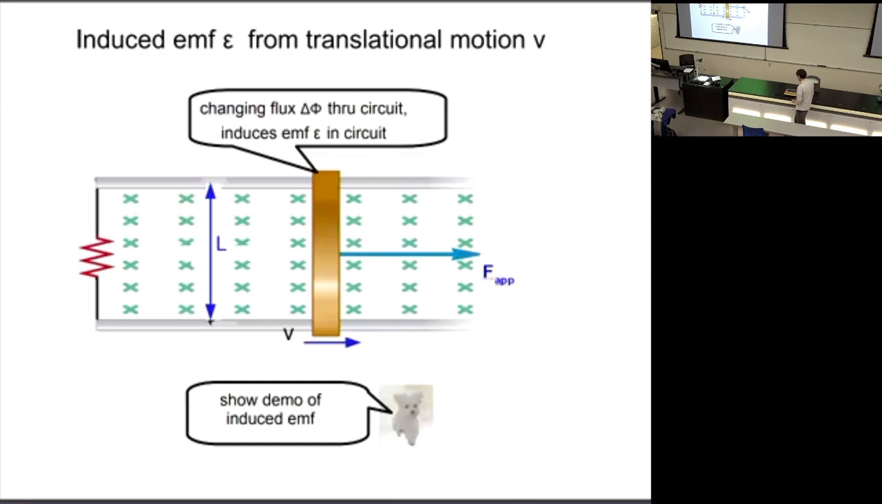Okay. So this is an electrical generator based on translational motion. And it does turn motion, kinetic energy, into currents, electrical energy. So that's how this functions. It has several components.